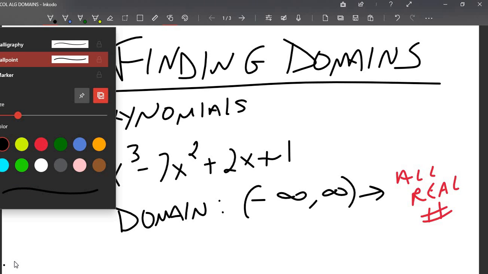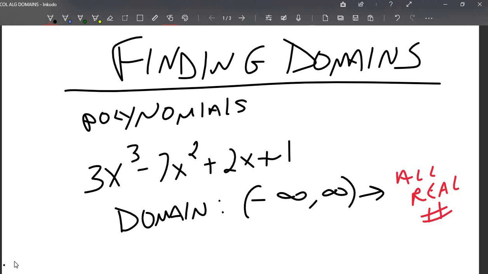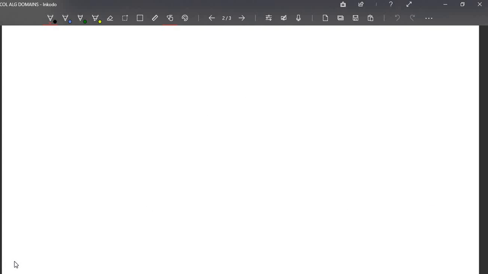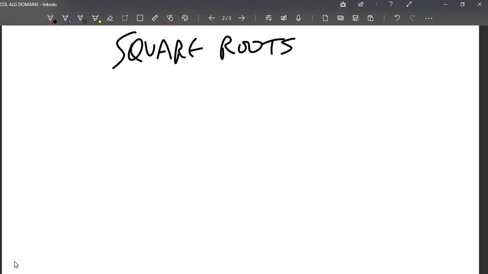So I don't want to focus. So those are the easy ones. I don't want to spend too much time doing these. But polynomials, no x's in denominator, no square roots. Okay. Let's talk about square roots. Here's a square root function.